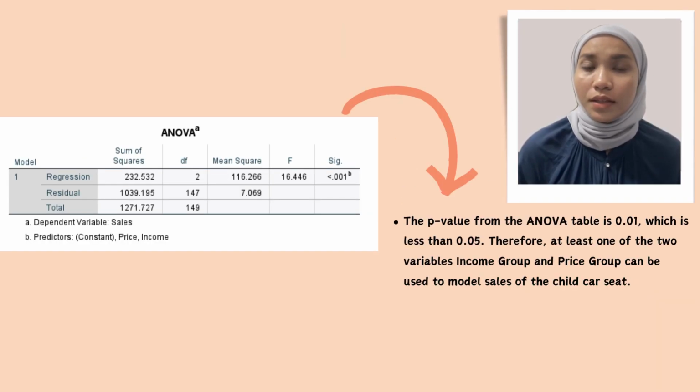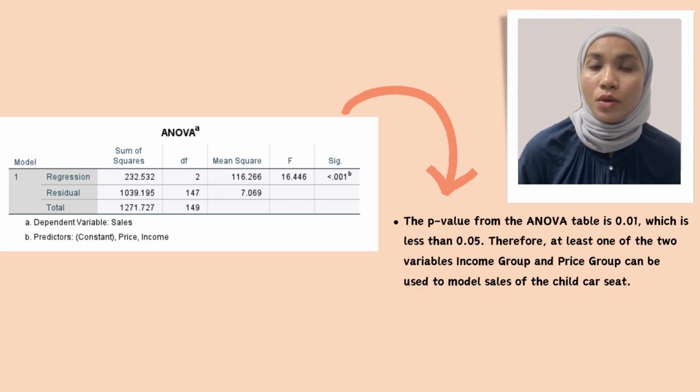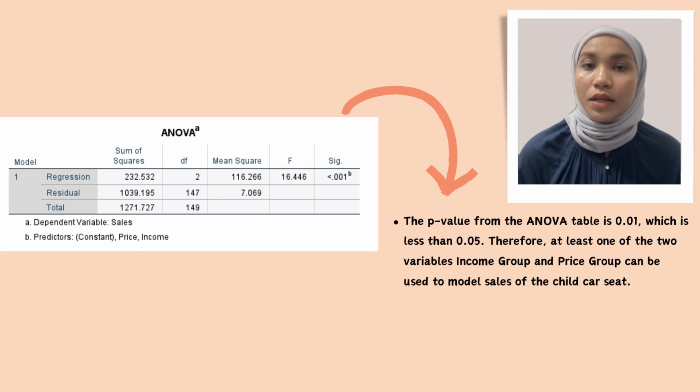For the ANOVA, the p-value from the ANOVA table is 0.01, which is less than 0.05. Therefore, at least one of the two variables, income group and price group, can be used to model sales of the child car seats. So that's all from me. I will pass to the next presenter. Thank you so much.